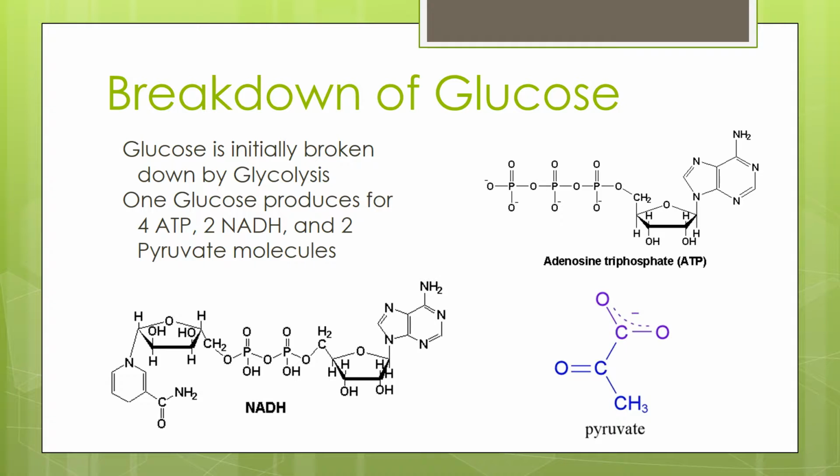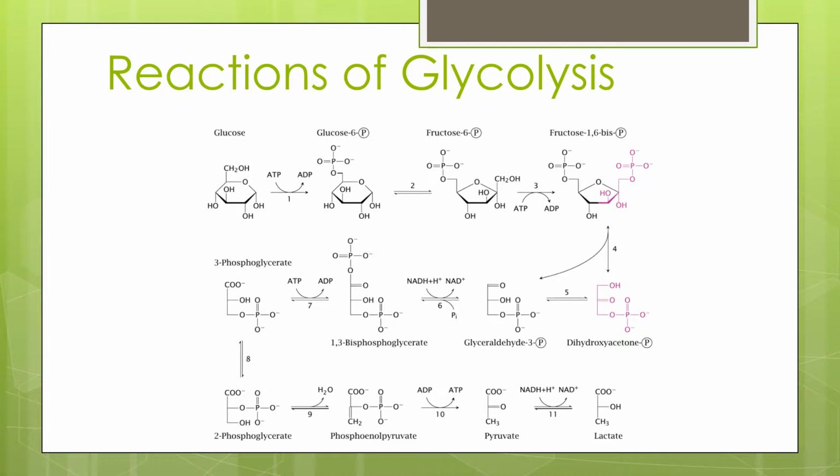ATP can be used directly for energetic purposes. The pyruvate molecules can be further broken down to produce even more ATP, and NADH is also used in this process. Glycolysis involves 10 enzymatic reactions.